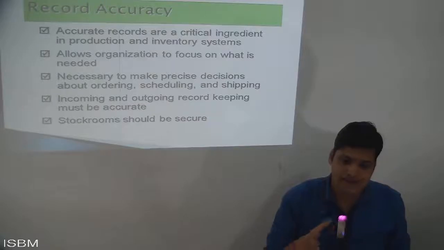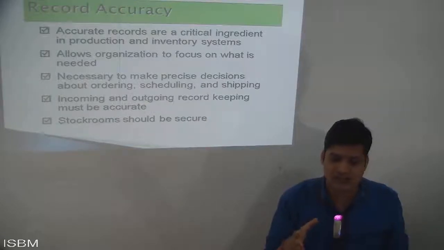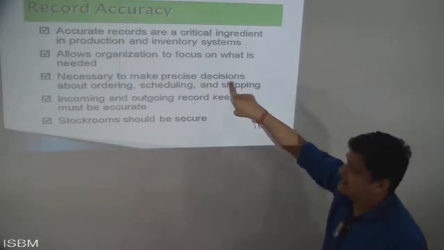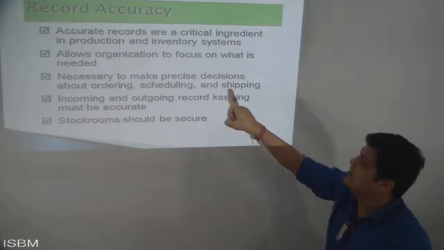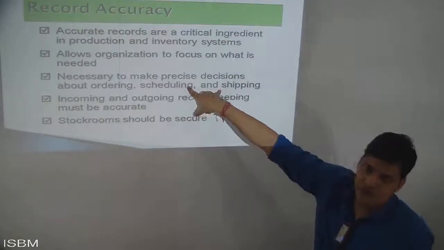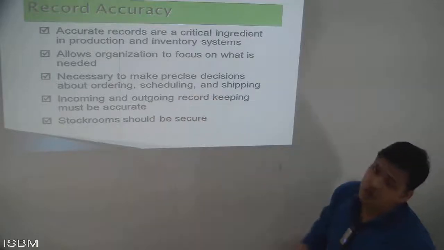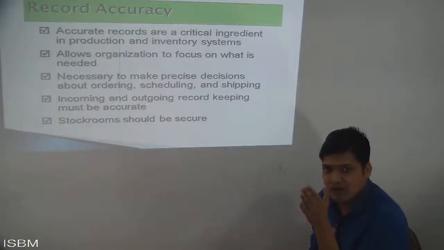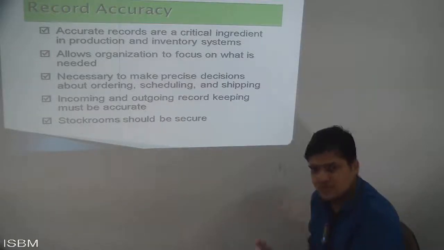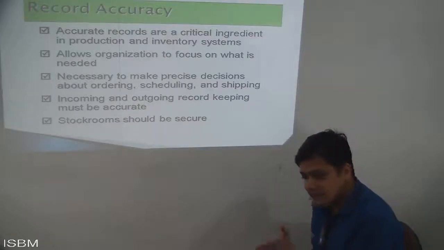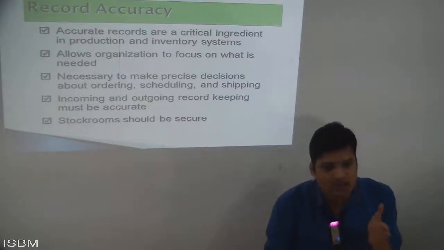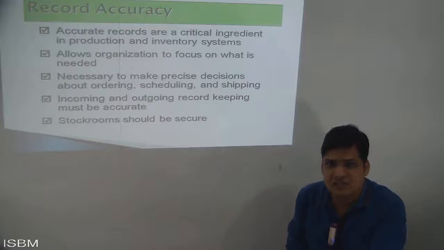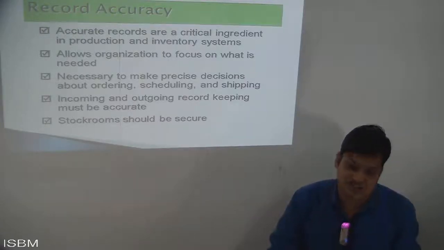It is necessary to make precise decisions about ordering, scheduling and shipping. This is very important. Scheduling and shipping are very much important. Ordering is also important, but shipping: if your product is not reaching a particular customer on time, your shipping or logistics has some problem, then it will impact your business. Scheduling and shipping is very important in inventory to reach the product to the final destination.